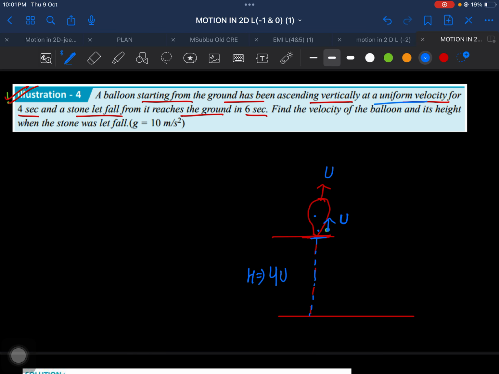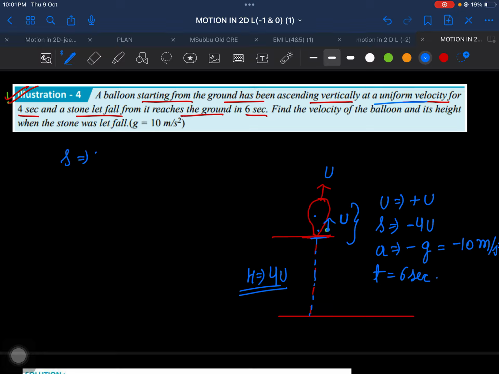Let me solve it for you with a permanent marker. We know the initial velocity is plus u, and displacement is minus 4u, that is h. Then acceleration is minus g, or you can say minus 10 meter per second square. For simplicity, time is equal to 6 seconds. Then s equals ut plus half at square. So s is minus 4u, u is u, t is 6, plus half, a is minus 10, and 6 square.